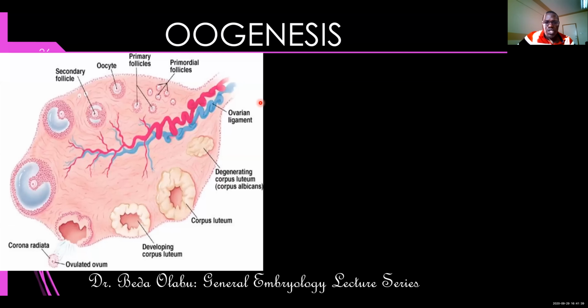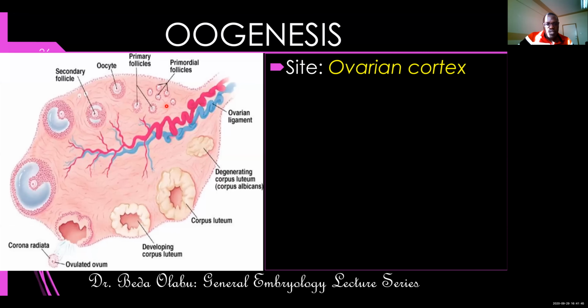Now we talk about oogenesis. Oogenesis takes place in the ovarian cortex. If you look at this, the outer region of the ovary is what we call the ovarian cortex. This central zone of the ovary is what we call the ovarian medulla. The ovarian medulla contains blood vessels and connective tissue. The ovarian cortex is where the oocyte develops.